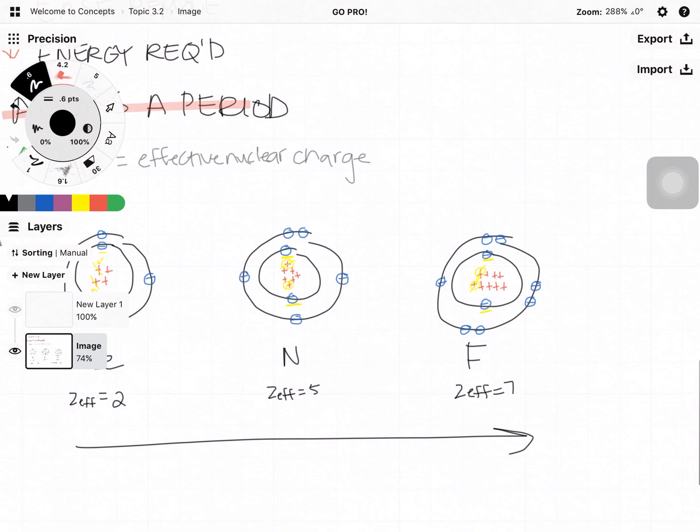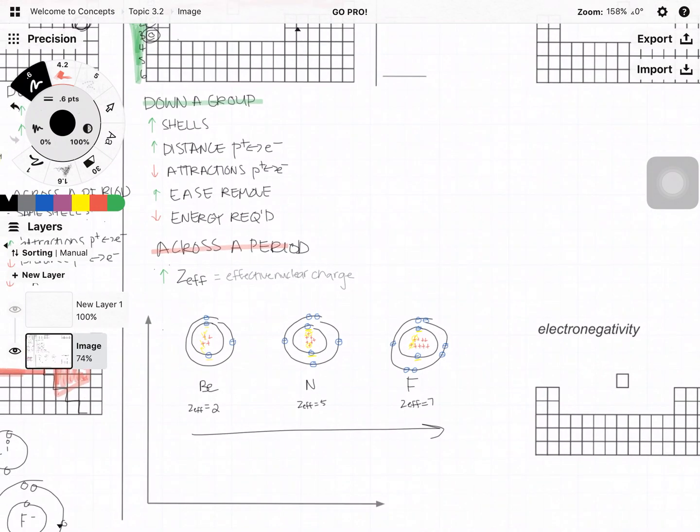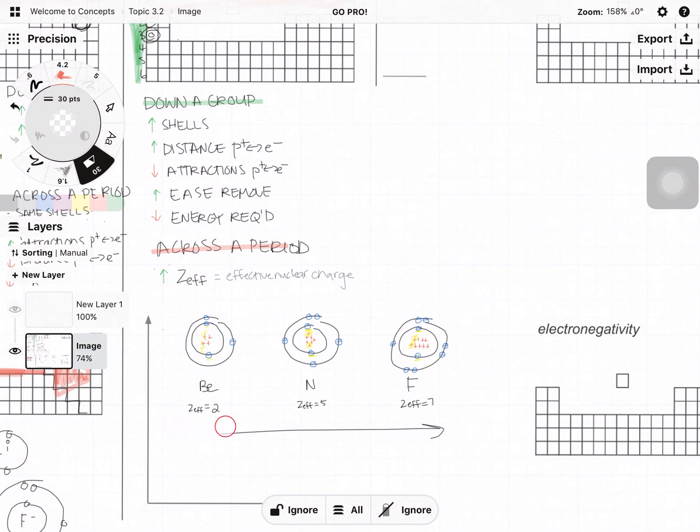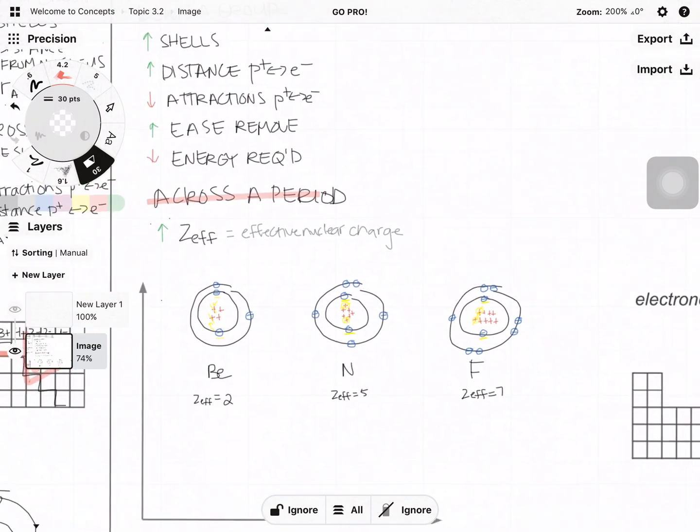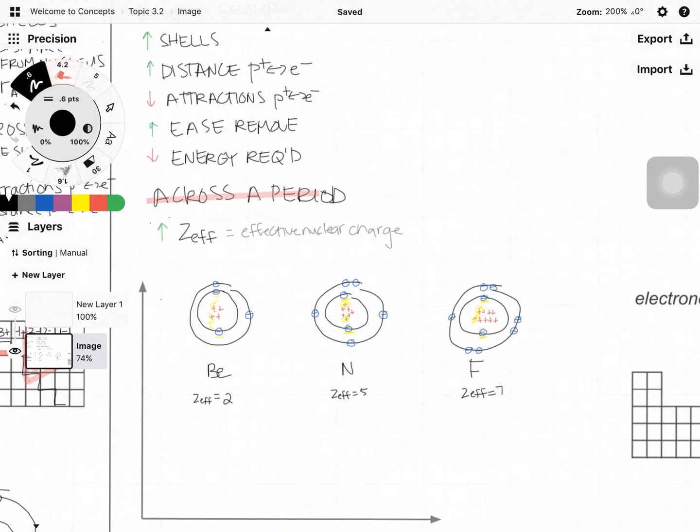If the attraction increases, the distance between the nucleus and the outermost electrons decreases, and the amount of energy required to remove the electron that's in the outermost shell is more. Hopefully you can follow my logic. If not, I'll write it down. So we get an increase in Z effective. Perfect.